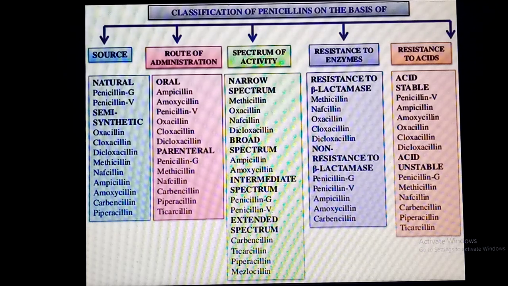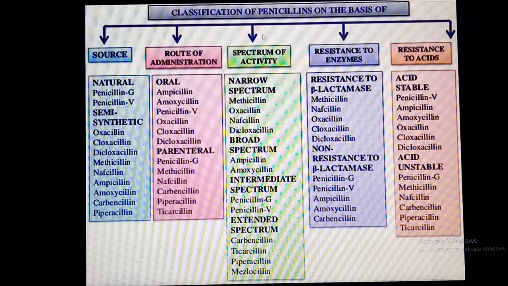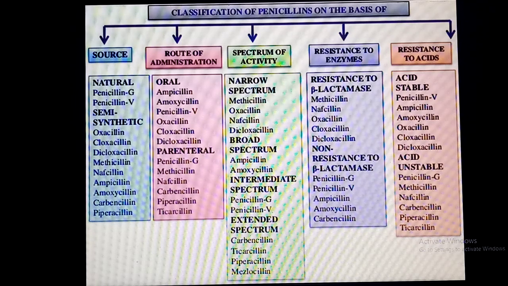Now look at the spectrum of activities. These antibiotics can be classified on the basis of spectrum of activity, that is, which of them are narrow spectrum and which are broad spectrum. Look at this example. Methicillin is basically a narrow spectrum antibiotic, so it means it is active against gram-positive bacteria, while oxacillin, nafcillin, and dicloxacillin are also narrow spectrum. These are the generic names which I have mentioned here in this presentation.